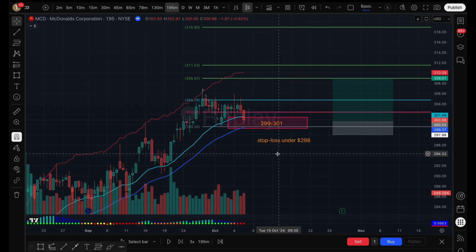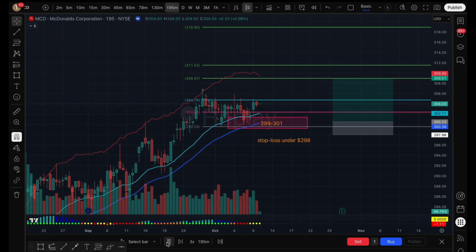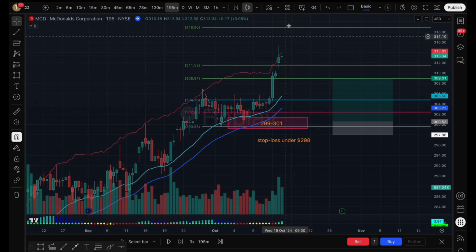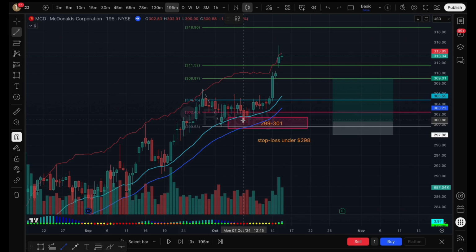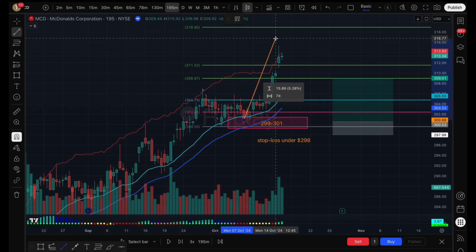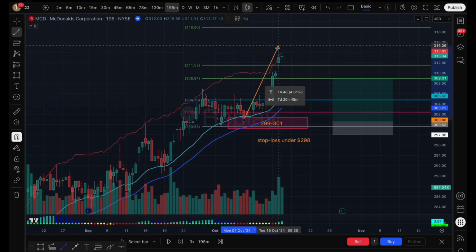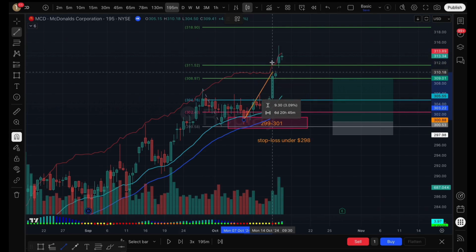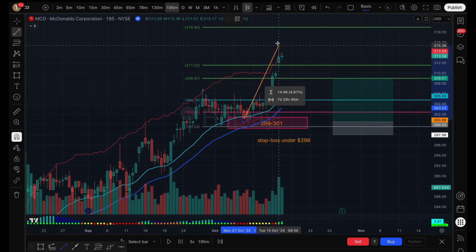Okay, so price is in my buy zone. I established my risk. I'm risking $1 to make $3. Let's see what happens. Bing. Oh, this one went a little crazier. All right, so this one took 7 days, not a week. 6 days, 7 days. All right.